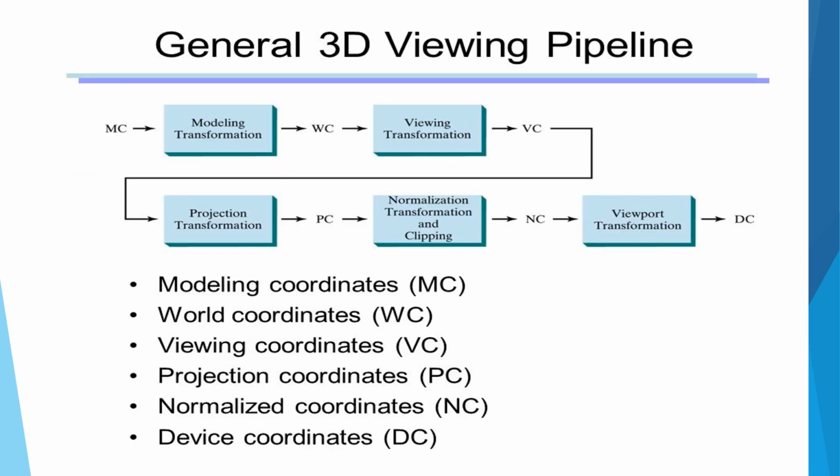Here in the given figure, we can see the general 3D viewing pipeline where the modeling coordinates, world coordinates, viewing coordinates, projection coordinates, normalized coordinates, and device coordinates are used. The transformations used are modeling transformation, viewing transformation, projection transformation, normalization transformation and clipping, then viewport transformation. So this is the general 3D viewing pipeline.